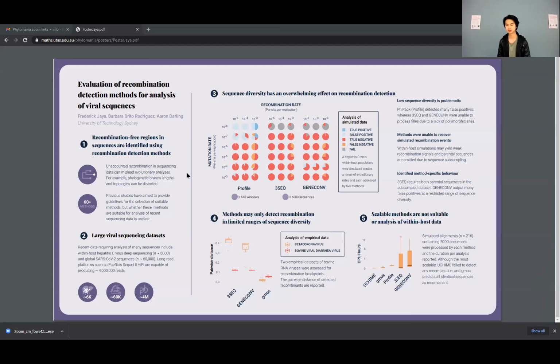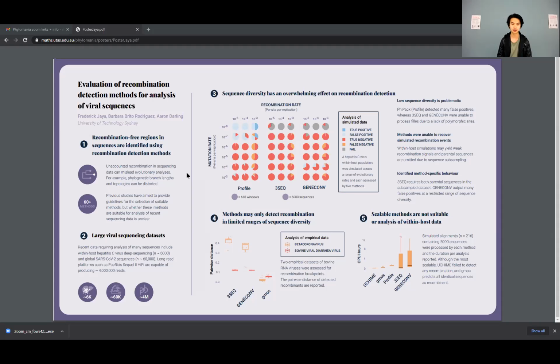Well, hi everyone. I'm Fred Jaya, presenting from the very sunny Sydney today. It's forecasted about 27, 28, so happy days. And I'm very excited to be able to present my master's work with everyone today. And it's on an evaluation of recombination detection methods for analysis of viral sequences.